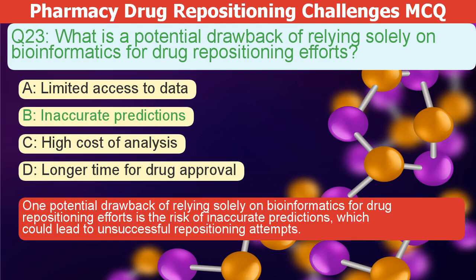One potential drawback of relying solely on bioinformatics for drug repositioning is the risk of inaccurate predictions, leading to unsuccessful attempts.